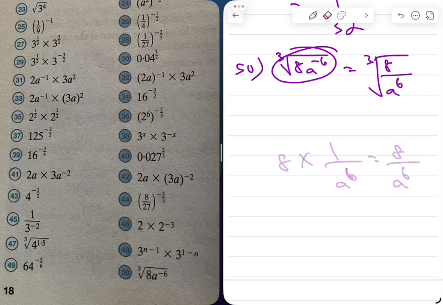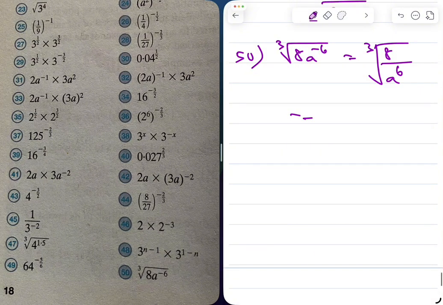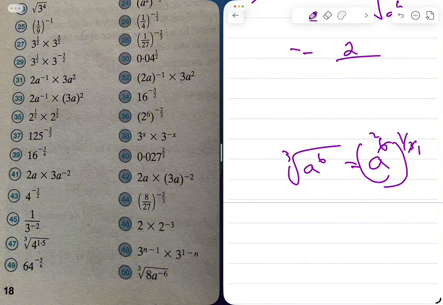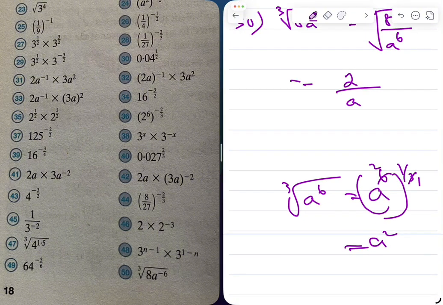And now what's the next thing to do? That's equal to the cube root of 8 is 2 over, how do we find the cube root of a raised to the power 6? This is actually the same as a raised to the power 6 raised to the power 1 over 3. 3 here 1, 3 here 2, and that's a raised to the power 2. So that's 2 over a square. And that's it, very, very simply.